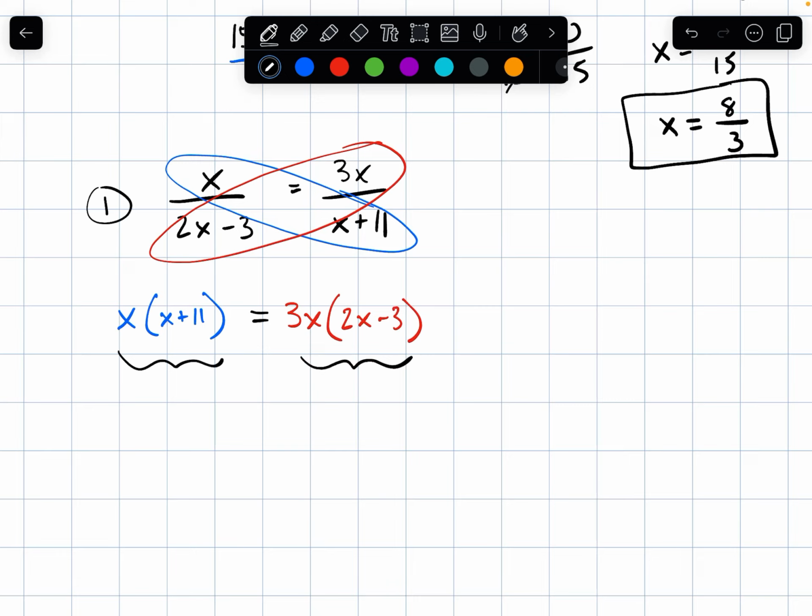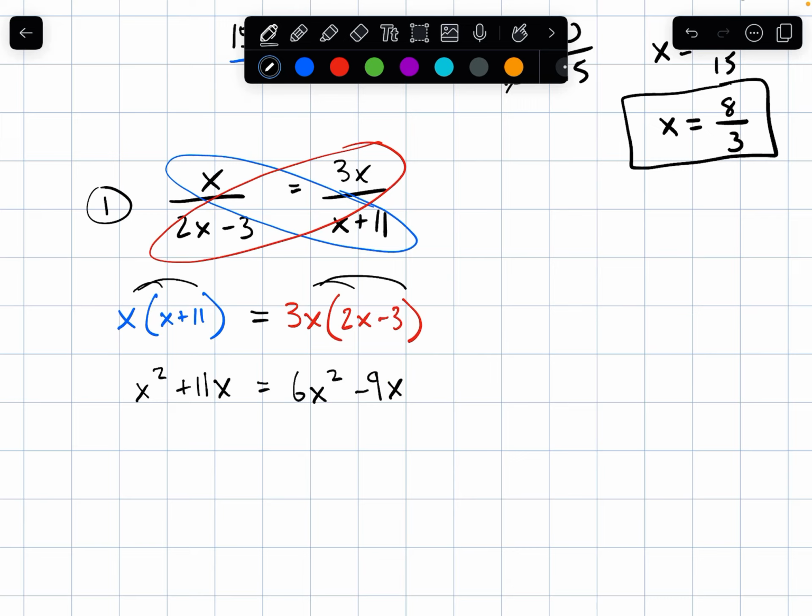It doesn't matter. You can do it either way because, again, if you think about an equation being like a scale, it doesn't matter if I have 10 pounds of gold and 10 pounds of feathers. They could be on either side. They're still 10 pounds. They're still going to be equal to each other. So it doesn't matter which side you put them on. I then will have to distribute. So that's going to give me x squared plus 11x equals, when I distribute this, 6x squared minus 9x.